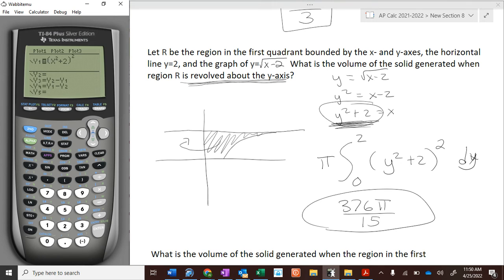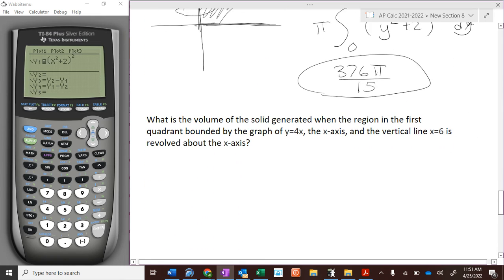X instead of y. But yep. How did you know from 0 to 2? Because I have a horizontal line at 2. And then the other one is just 0, yep. Because it's bounded by the x and y axes. So 0 here and here. Will it be that same way? Should be. Okay.